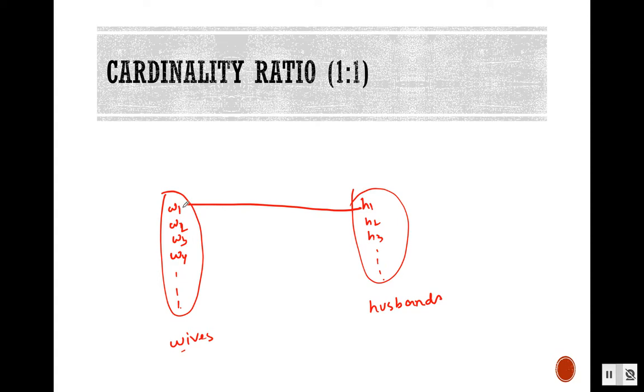So W1 has one husband, H1, so W1 cannot have any other husband. So let's say W3 has H2, only one husband. So W2 should have another husband like H3. Okay, so each wife can have only one husband, and one husband can have only one wife. So that's one on both sides. Okay, so that's a one-to-one relationship.